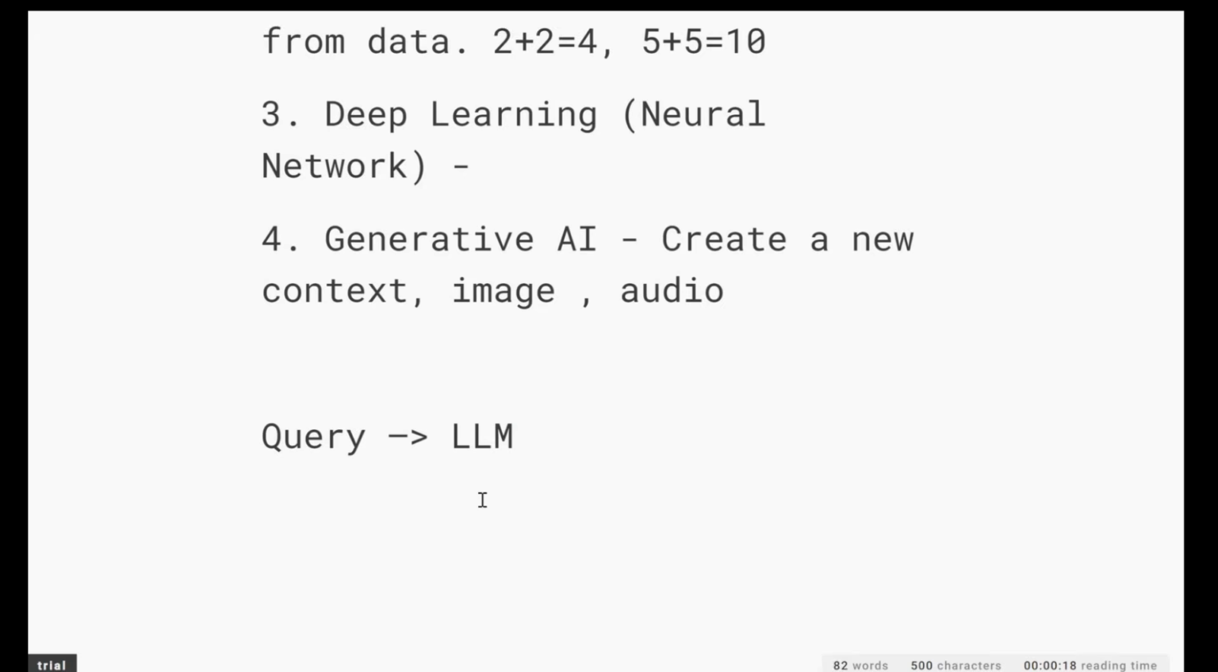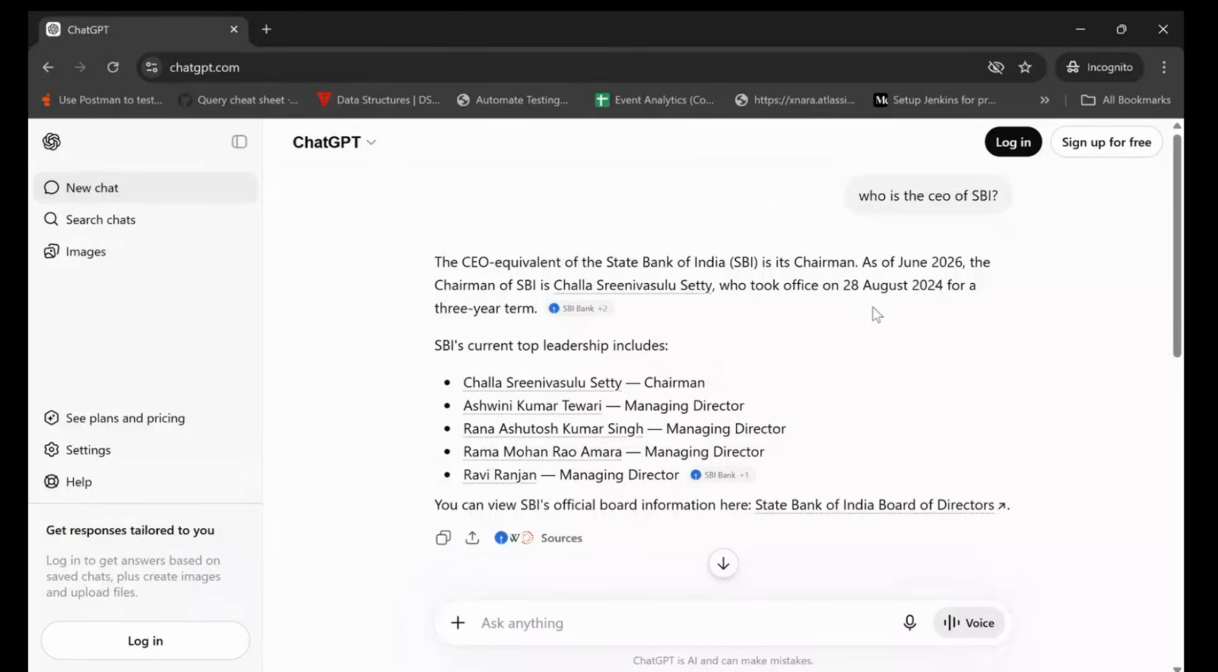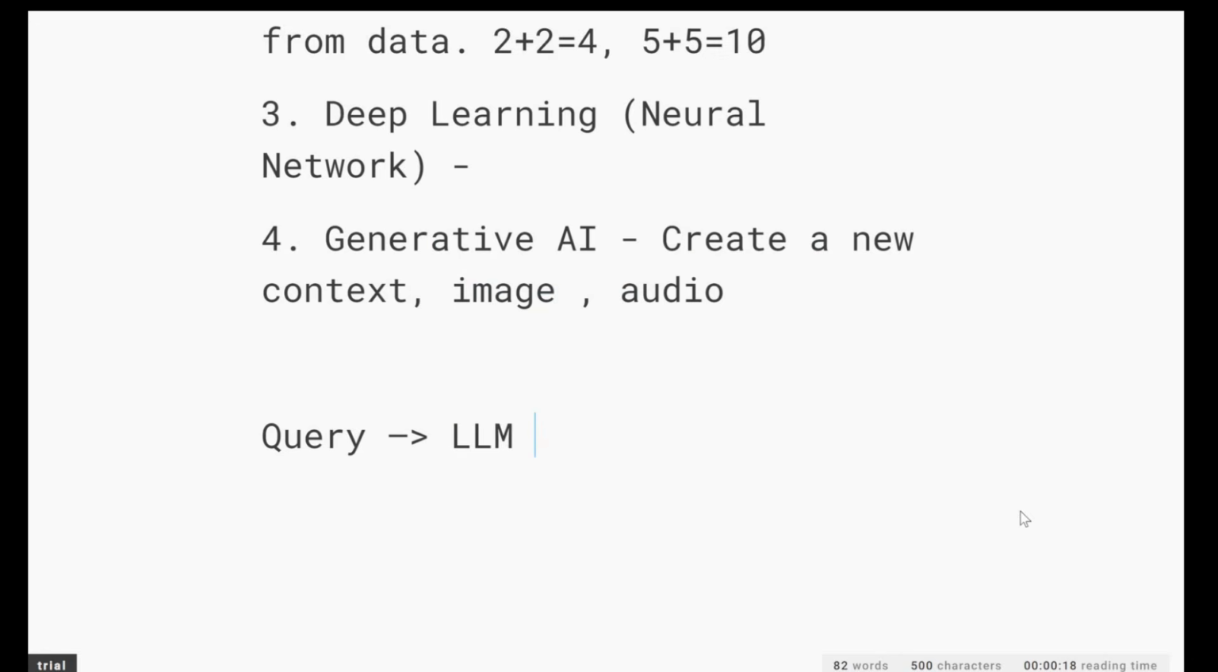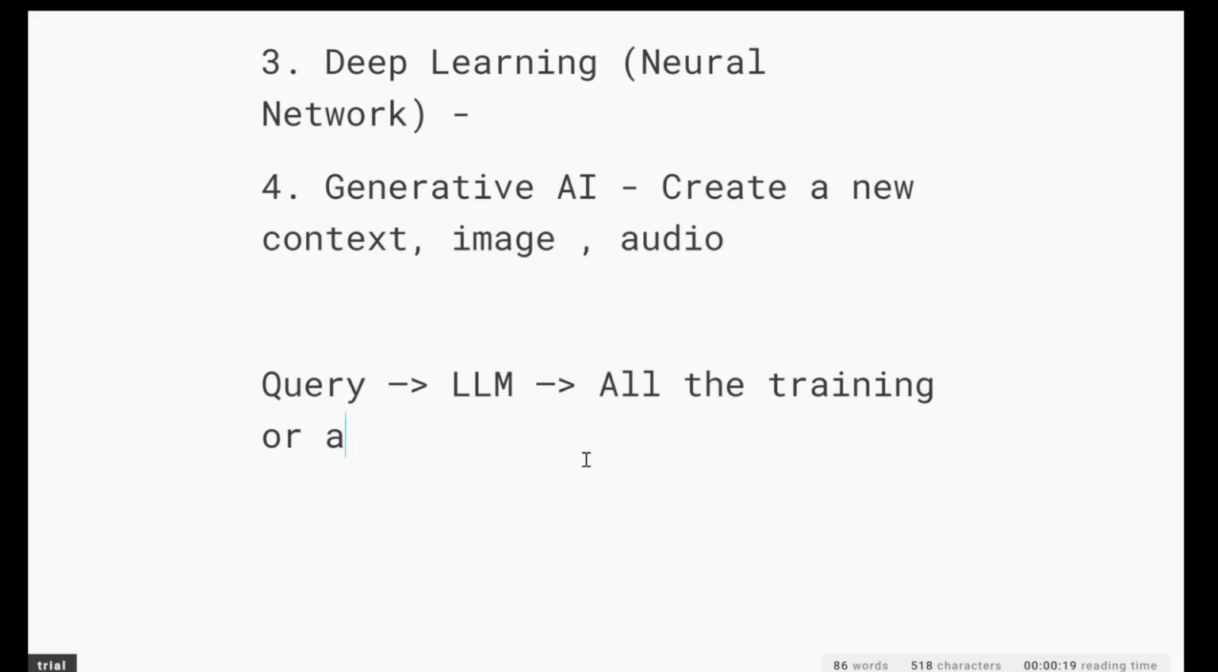As a user, we just think that we have asked a question and it has given us the answer. But how does it return the answer? It returns the answer based on the numerous set of data that we have taught to the AI. So it will go inside all the training data available inside the LLM. It might have been given billions of data.